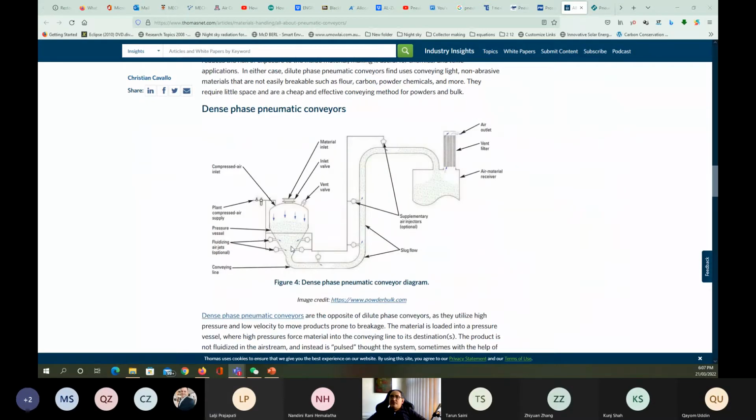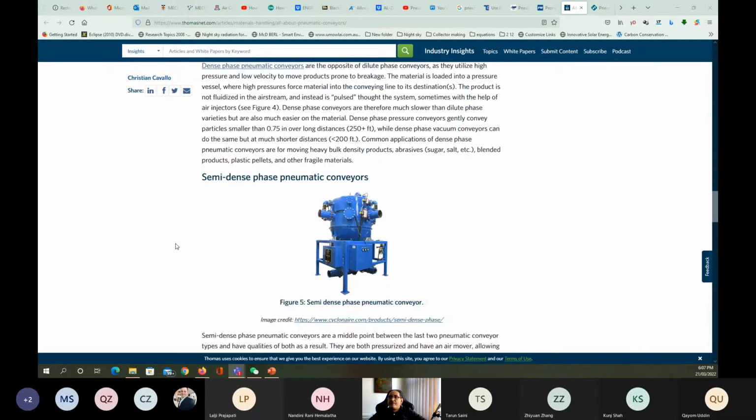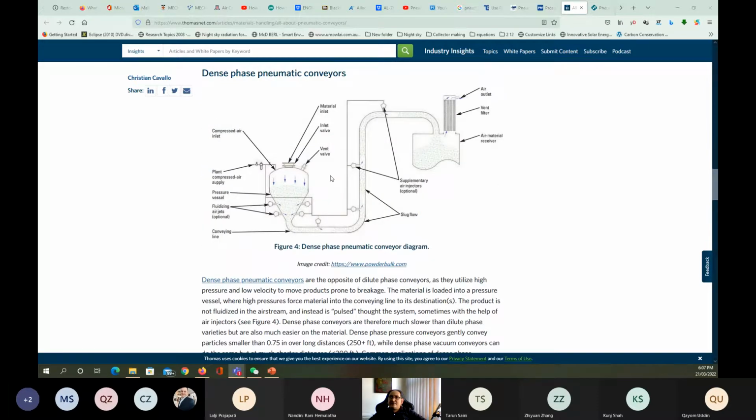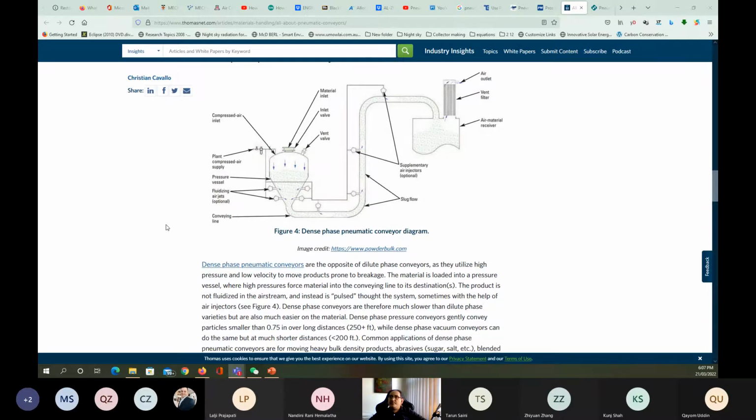For the dense phase, we're going to supply the material continuously through the pipe. So as you can see, continuous flow of the material is happening inside the pipe. Okay, so you can see that in that case, the whole tank is going to be pressurized, and thus we're going to force the material to run through the pipes.